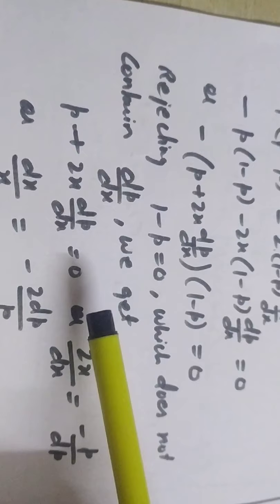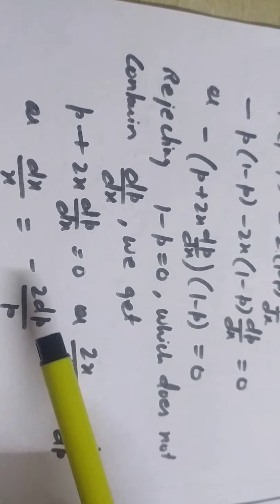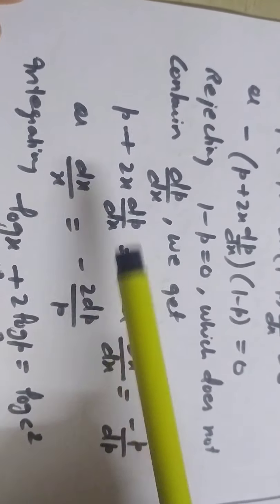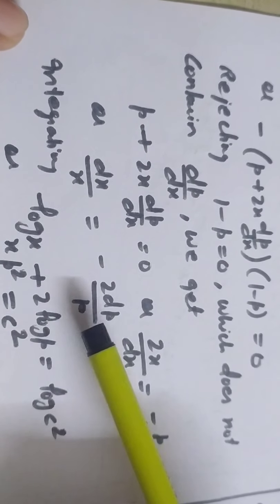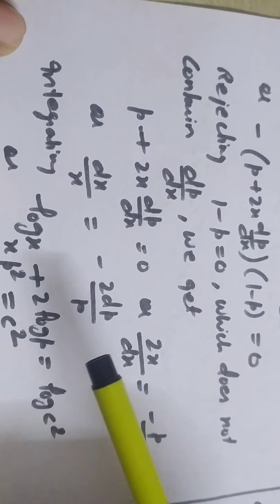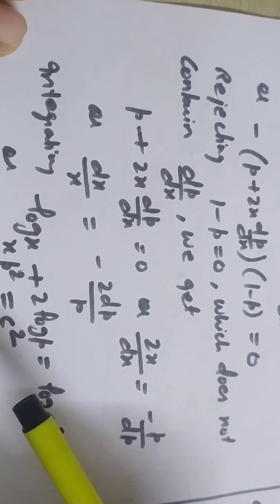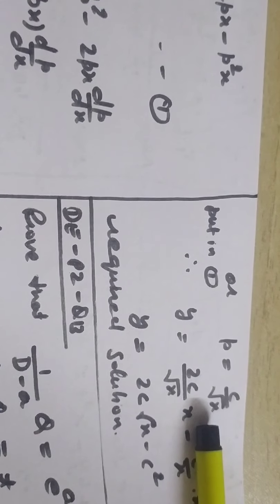So by separating the variables for p and x, you will get dx over x is equal to minus 2 dp over p. Now you can integrate both sides. Upon integrating, you will get log x from here and 2 log p from here, and by some logarithmic manipulation you will get the answer x p square is equal to c square. From here the value of p will be p is equal to c over square root x. You substitute this value of p in the given equation and you get the answer. So the answer is y is equal to 2c square root x minus c square.